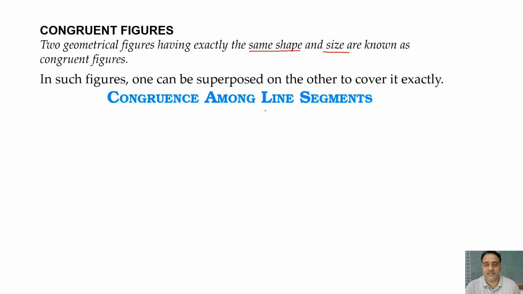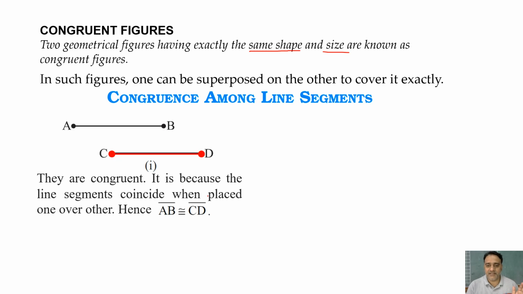So, congruence among line segments. Next topic. Two lines are congruent if they exactly coincide with each other, when we place one over the other. So we say that these two line segments are congruent.